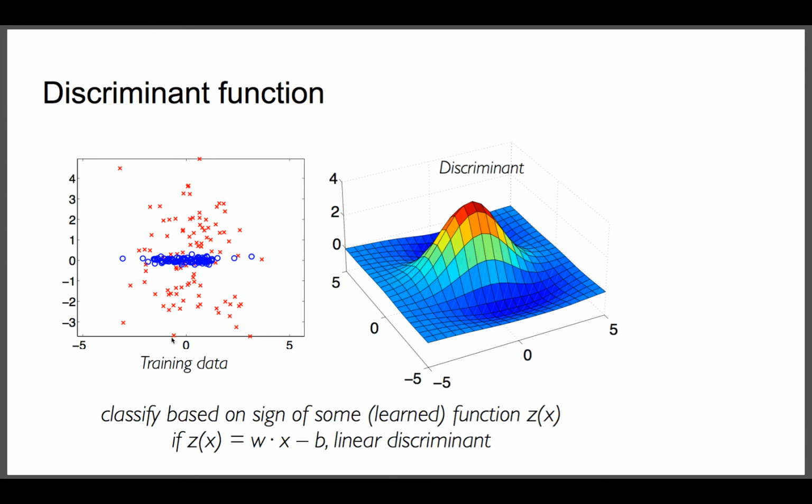All right. So here's another example of a discriminant function, right? If we have this data here where the crosses are sort of scattered out and the blue are clustered near the horizontal axis, you might want to learn a discriminant function that looks like this. And this is a nonlinear discriminant function, right? Before we had a linear discriminant function of the form w dot x minus b. But in general, we might want to learn a nonlinear discriminant function. And in particular, this discriminant function here is not a bad one for this classification problem.